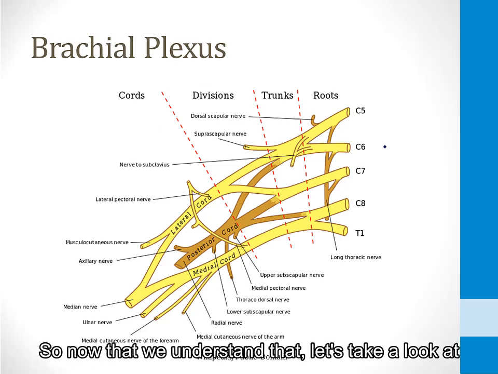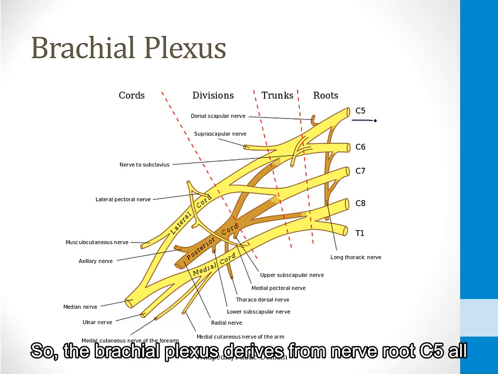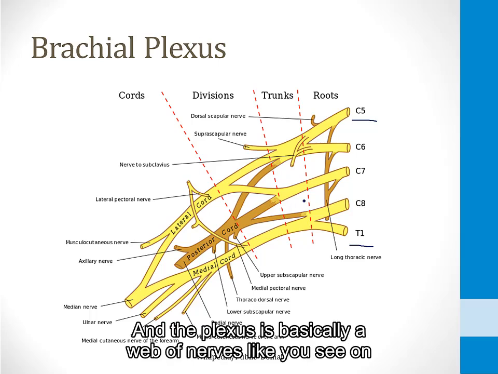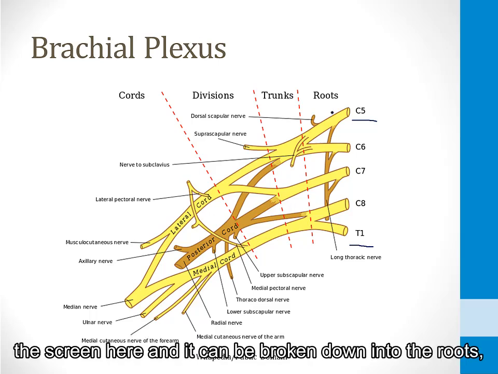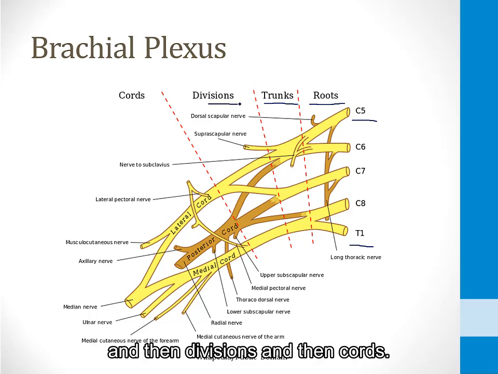So now that we understand that, let's take a look at a drawing of the brachial plexus. So the brachial plexus derives from nerve root C5 all the way down to T1. And the plexus is basically a web of nerves like you see on the screen here, and it can be broken down into the roots, which come off the spinal column, and then trunks, and then divisions, and then cords.